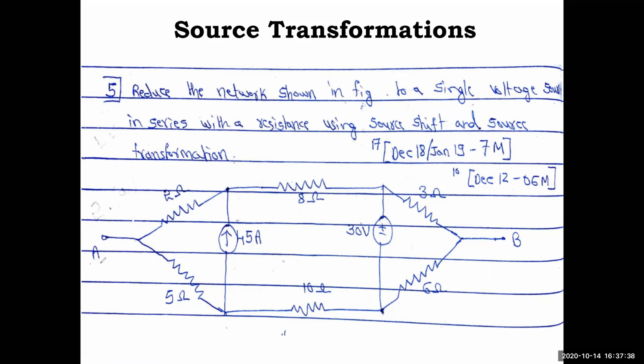Okay, so now note down this network. You have A and B terminals. In between, the elements are connected in this fashion. Okay, so 2 ohm, 5 ohm, and this 45 amp. So this is like a triangle shape here. Then here 8 ohm, 30 volt, and 10 ohm. So this is like a rectangle. And again you have 3 ohm, 6 ohm. So this is one triangle. Okay, so this is the shape. So note down this.